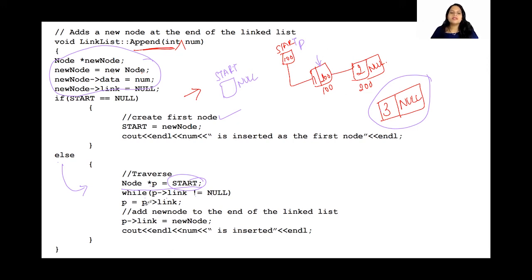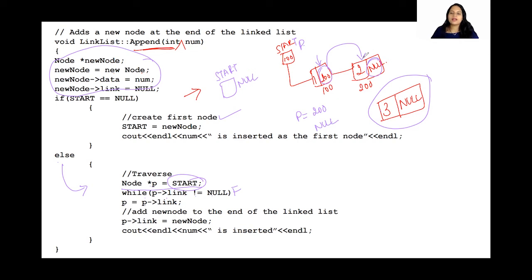I'm going to say P is equal to P link. So first I'm going to see what is the link. Is this null? It is not null. Then P is going to become 200, whatever the value is there. Then the P value is going to come over here. Next, again, I'm going to check the link. Link is null. So since this is null, we have reached the end. While P link is not equal to null, in this case, it is null. So this is going to become false.